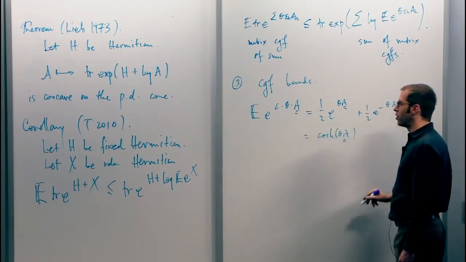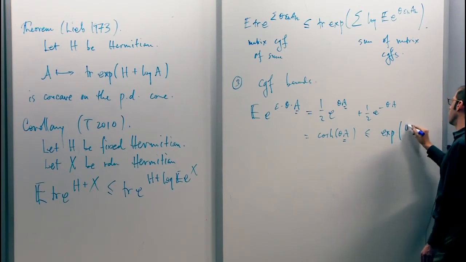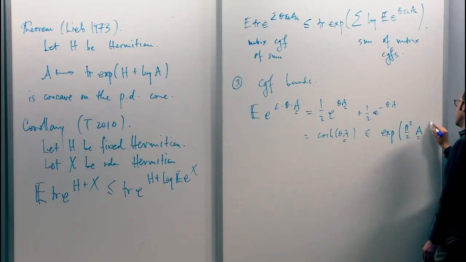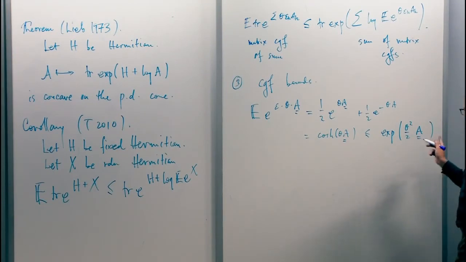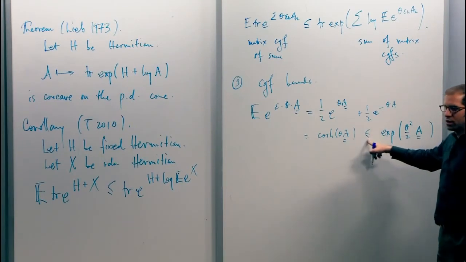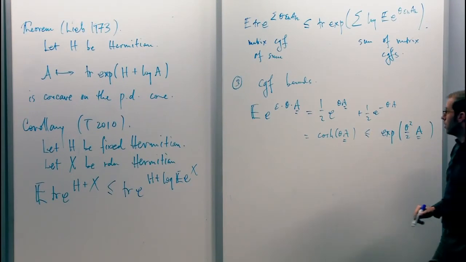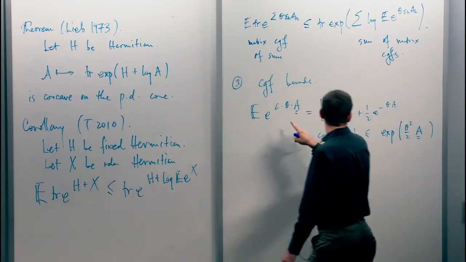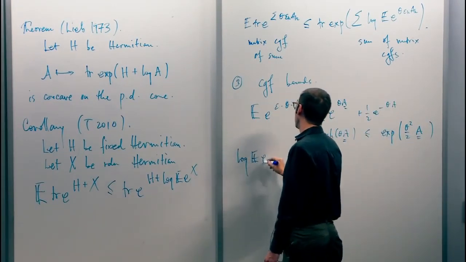And by diagonalizing this matrix, we obtain an upper bound of e to the theta squared over 2 times A squared in the semi-definite order. Okay. Same inequalities as before, applied to the eigenvalues. And this is a semi-definite inequality. All right. Now, we can take logarithms of both sides.